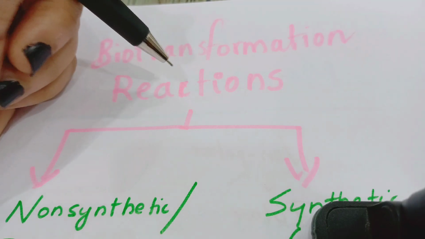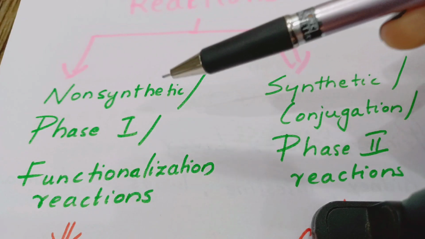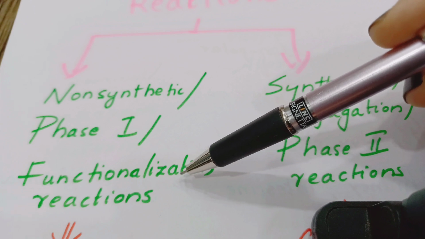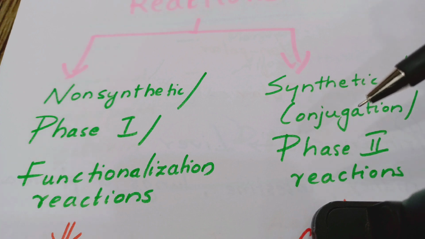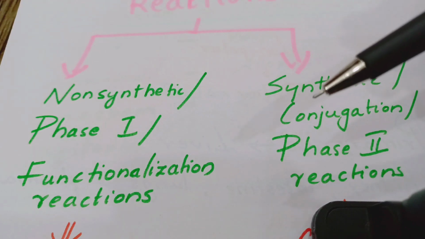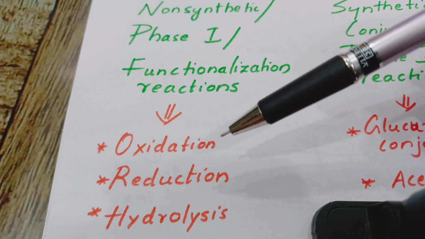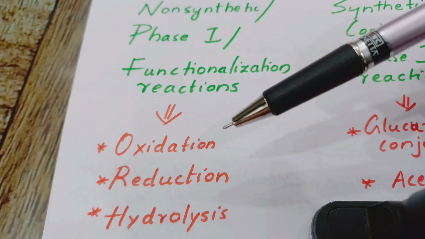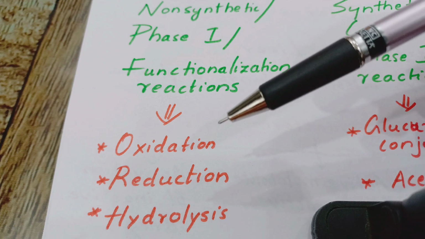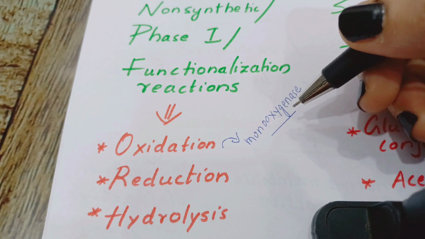Now let's take a look at the biotransformation reactions. So here you can see they can be mainly classified into non-synthetic or phase 1 or functionalization reactions and the second type is synthetic or phase 2 or conjugation reactions. So these are basically how biotransformation reactions can be classified. Now let's take a look at some of the examples of these reactions. First one in phase 1 reaction is oxidation. Oxidation is the most important reaction, and it involves the addition of oxygen or negatively charged radical, or we can say that it is the removal of hydrogen or positively charged radical. And it is usually carried out by monooxygenase enzymes in the liver.